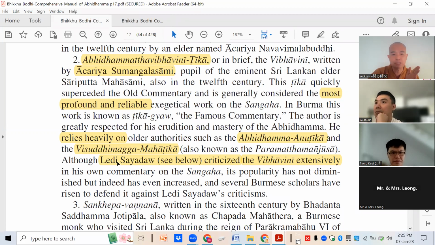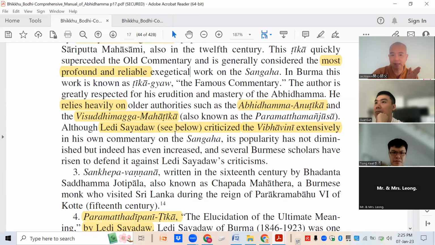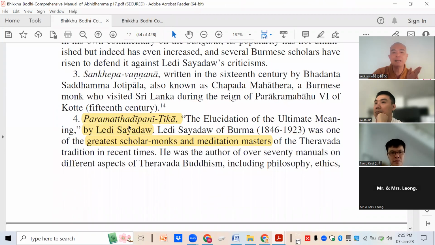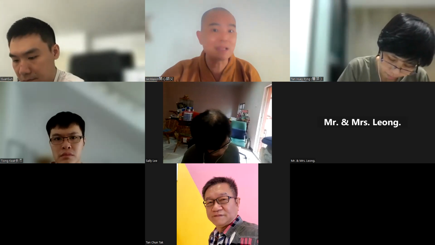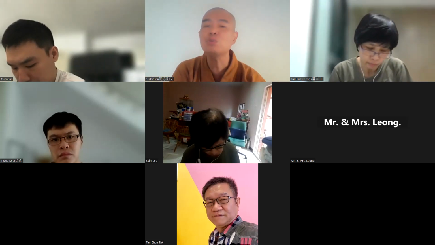book for the beginner, the reason being this Visuddhimagga Mahatika. Then second is the Paramattha Dipani Tika. This is also included in our Compendium of Abhidhamma by Ledi Sayadaw. You see, in Myanmar, the greatest scholar monk and meditation master scenario is quite common compared with other countries. Meaning to say, you discover somebody who is a great scholar, but at the same time also a good meditation master. It happened also in India.